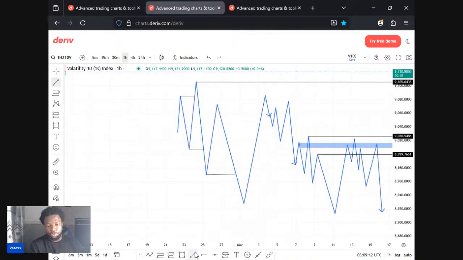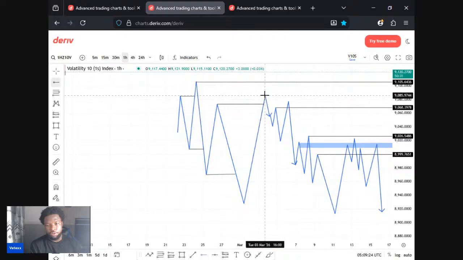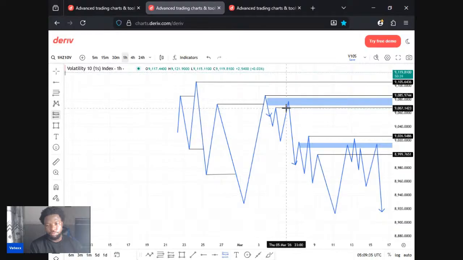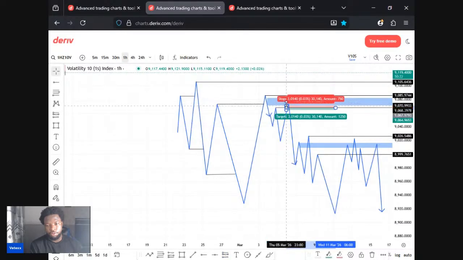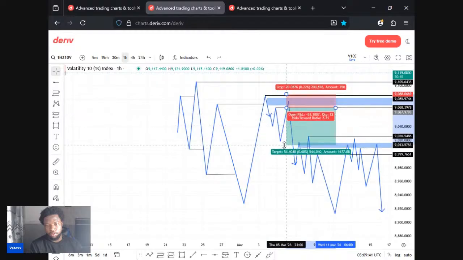This is what you are going to have. This becomes your sweep. It becomes your structural liquidity. It becomes your protected high. And then your POI here. So you take your entry from here to the downside.